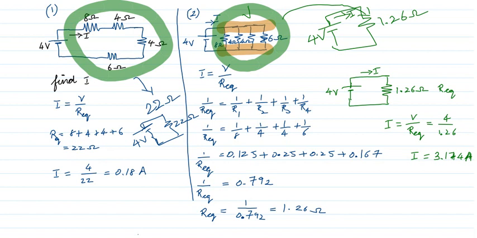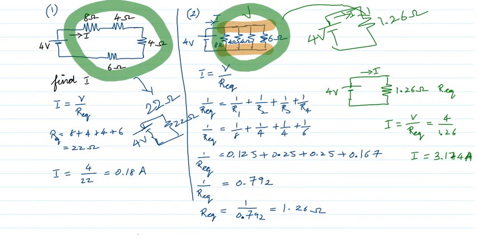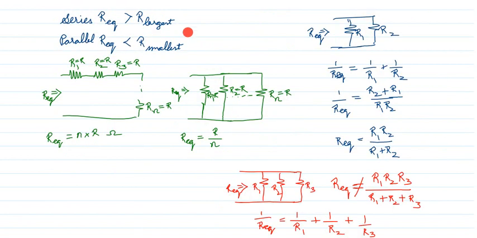Now for the parallel circuit, the R equivalent will be definitely smaller than the smallest resistance. Why? Look at this example. The smallest resistance is 4, and the equivalent resistance is 1.26. So 1.26 is definitely smaller than 4. Okay, these are some general observations.